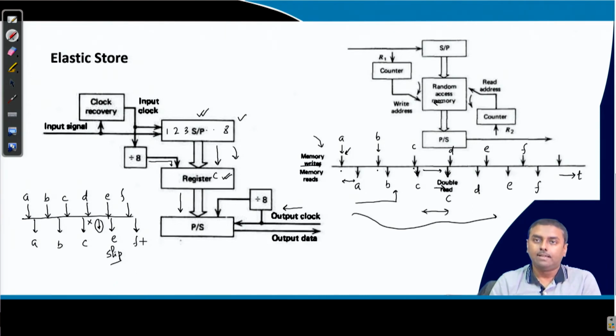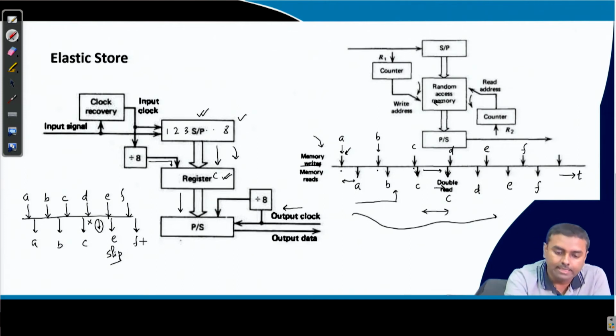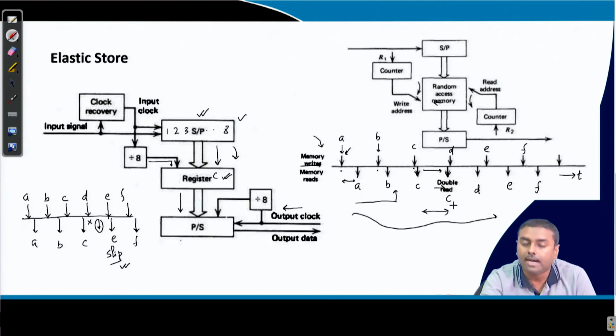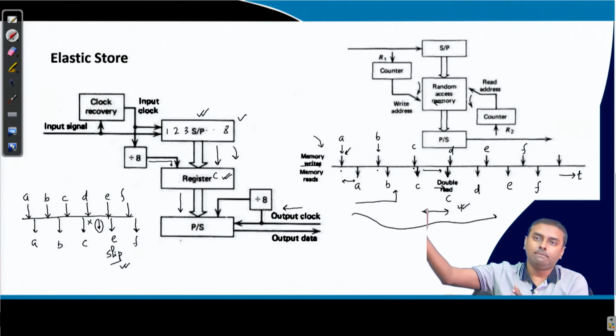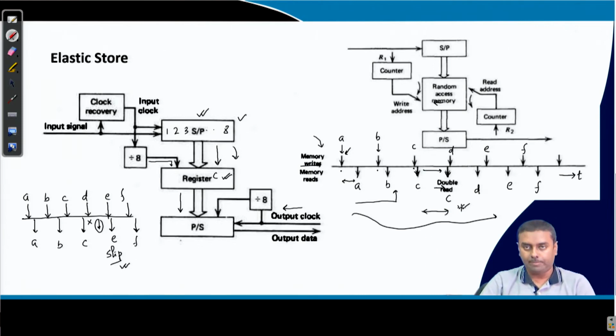If my input is slower or the switch has a higher clock rate, then there will be slip. If the switch has a slower clock rate, then there will be a double read, and this will be happening at a repeated interval, and you can easily calculate with what repetition it will be happening. That depends on the difference or deviation in the clock frequency.